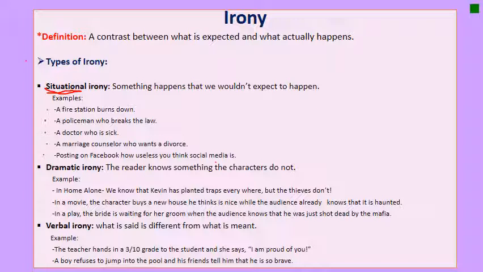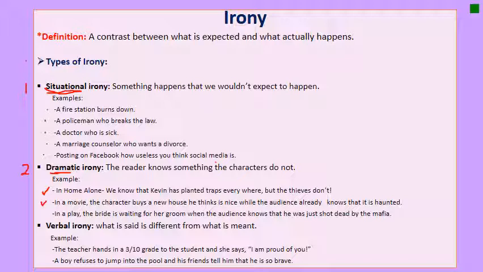Now, dramatic irony. This is type 1. Type 2 of irony is called dramatic irony. The reader knows something that the characters do not. You're reading, or maybe you're watching a play or a movie. You know that this guy has already made an accident while the main character is waiting for him, but the character himself or herself doesn't know. Let's take a look at the examples. In Home Alone, probably most of you have seen that comedy movie. We know that Kevin has planted traps everywhere, but the thieves don't.